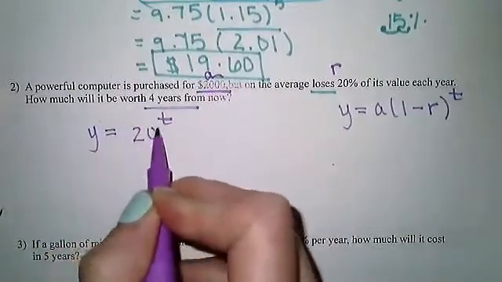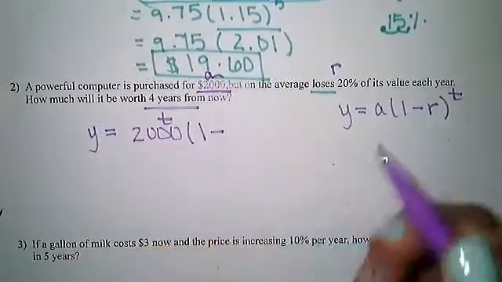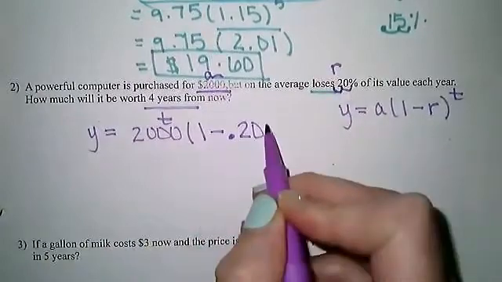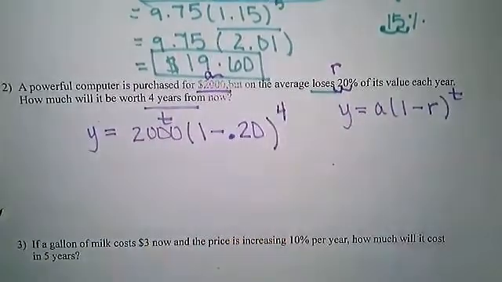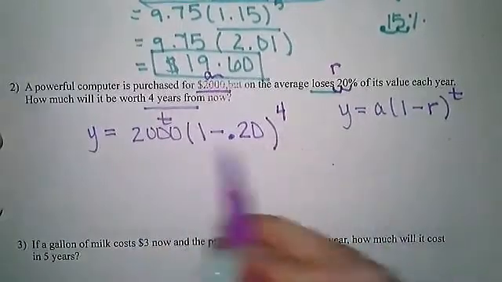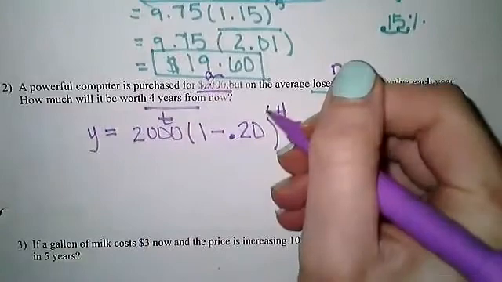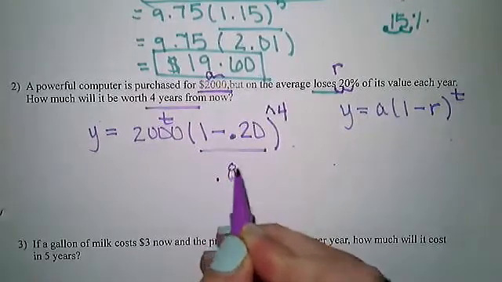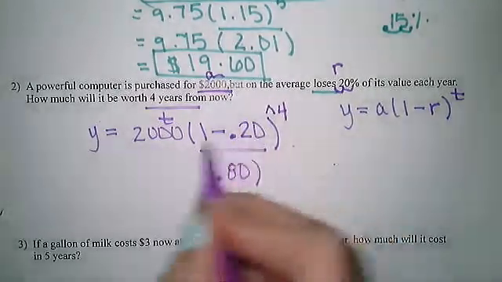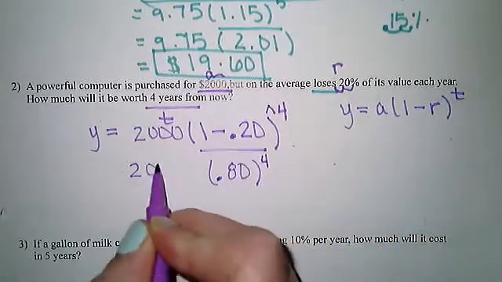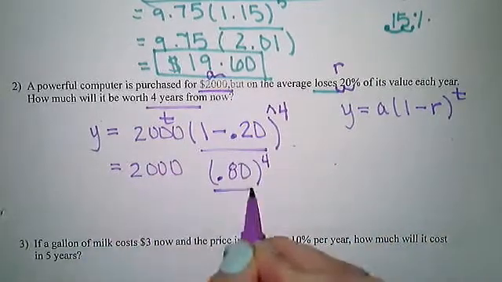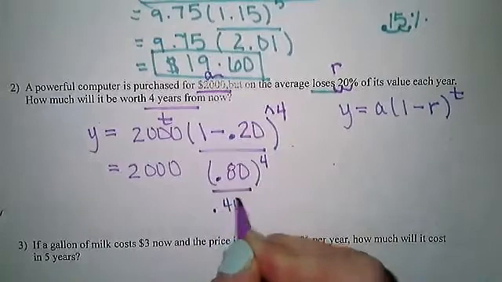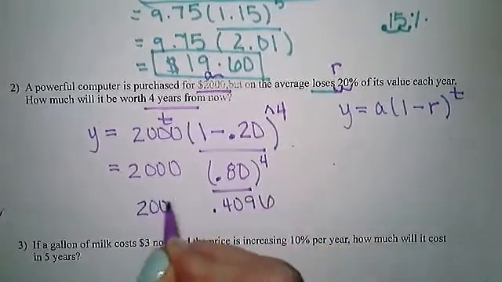So we'll do y equals 2,000 times 1 minus 20% as a decimal. Moving that decimal 2 to the left is 0.20, to the 4th power. So you can put that whole thing in your calculator, making sure to use parentheses and your little caret key. Or you could do subtraction first in the parentheses, because P always goes first in PEMDAS, and then exponents next, which is about 0.4096. You could round that more if you want.